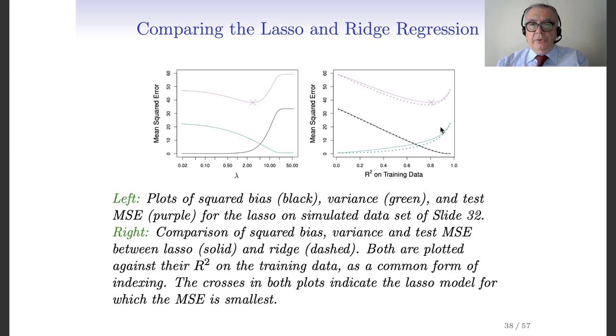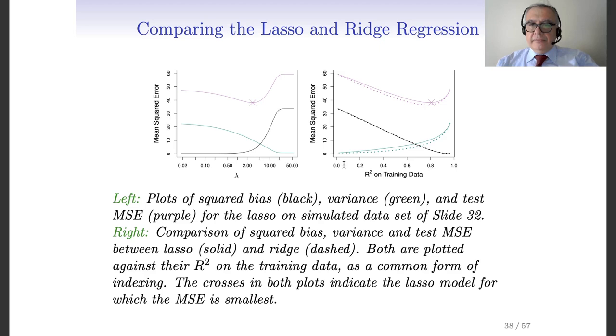And here there is a trick, because I need to compare the two methods on the same plot, and I cannot use lambda for both. Here I have lambda, but in this plot you can only see what happens to the lasso. I should not plot what happens for ridge regression, because the meaning of the two lambdas would be different. So I cannot plot on the same figure the curves for lasso and ridge regression with a unique lambda. So in order to solve this problem, here we use a different x-axis, and the x-axis is the R squared on training data.